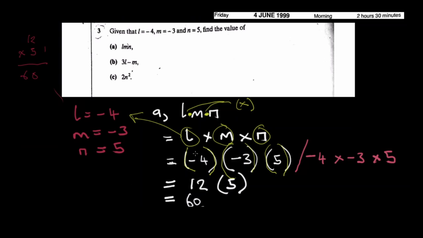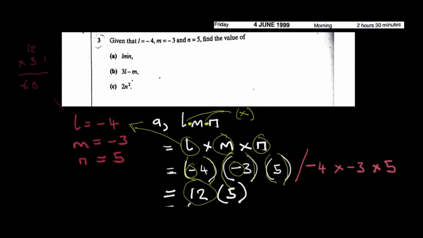Then when you're multiplying negatives, you should know that negatives multiplied give a positive, and then eventually we'll get to 60. The reason why we should enclose our substituted values in parentheses, in brackets, is going to be clearly shown in 3b. So let us quickly rush to 3b.